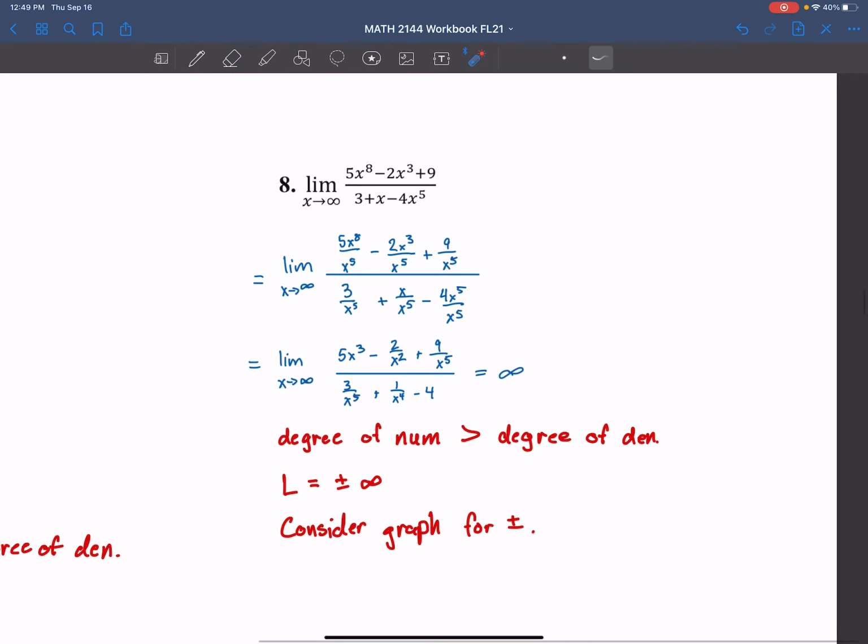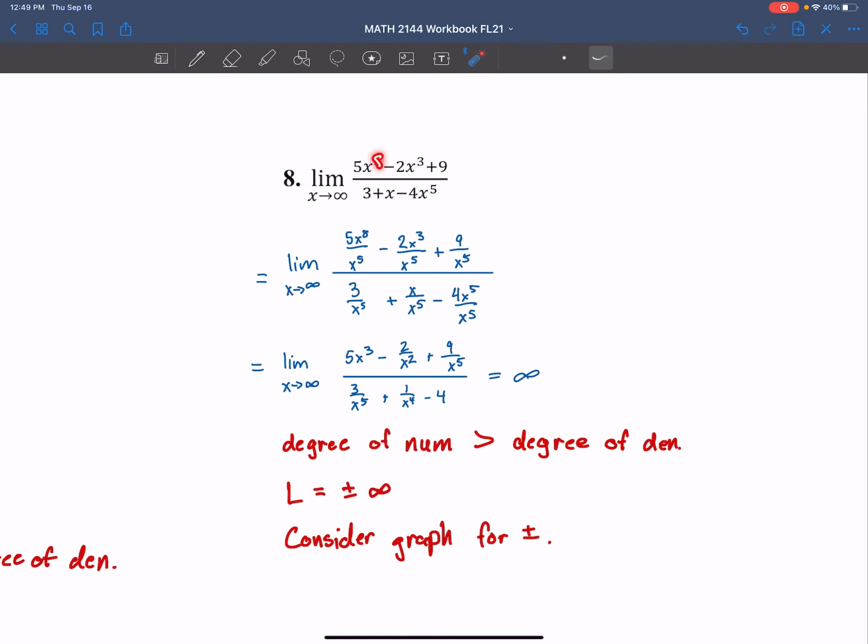On number 8, I have the work right here, but let's look at it. The degree of the numerator is 8. What is the degree of the denominator, by the way? 5. Good. This one's just not written in descending order, but in either case, the degree of the numerator is greater than the degree of the denominator. This one you do need to be careful with, though. Because if you look at this, notice that the degree here is even, but the degree here is odd.